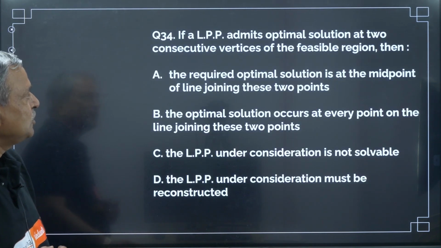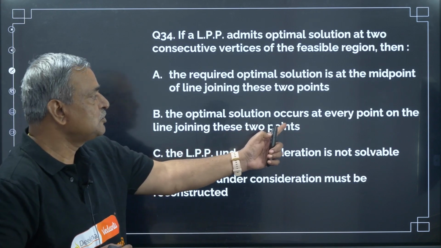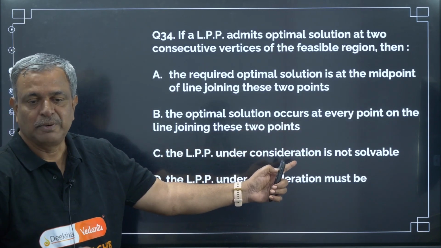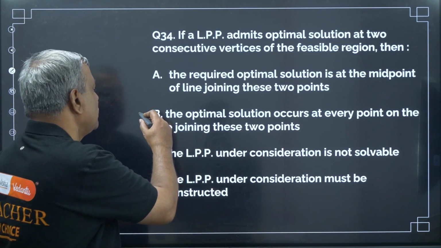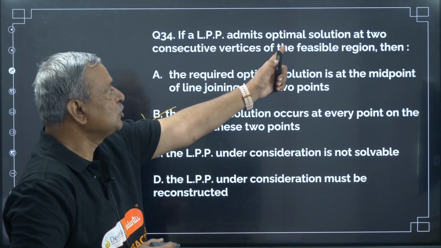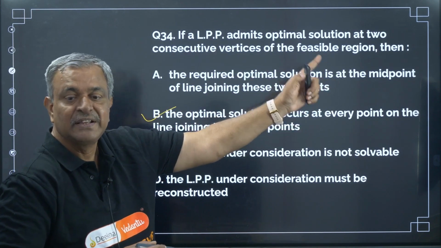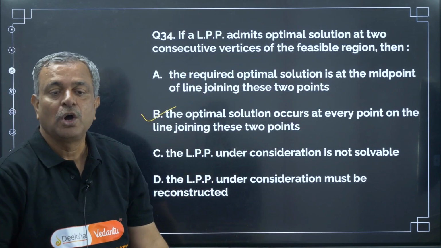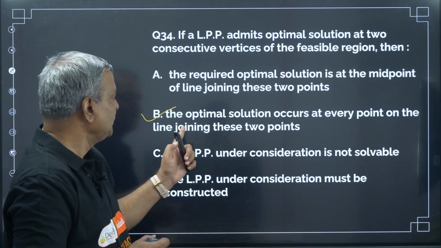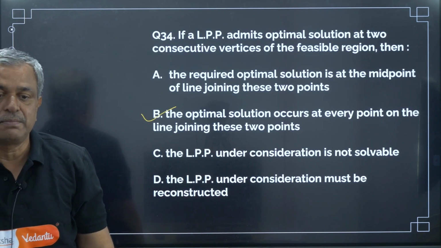LPP admits optimal solutions at two consecutive vertices of the feasible region. Clearly, the optimal solutions occur at every point on the line joining these 2 points. Please remember, this is very, very important. When we say LPP admits optimal solution at any 2 consecutive vertices of a feasible region, then if you join these, optimal solution occurs at every point on the line joining these 2 points. Option B is correct. Please remember this one.